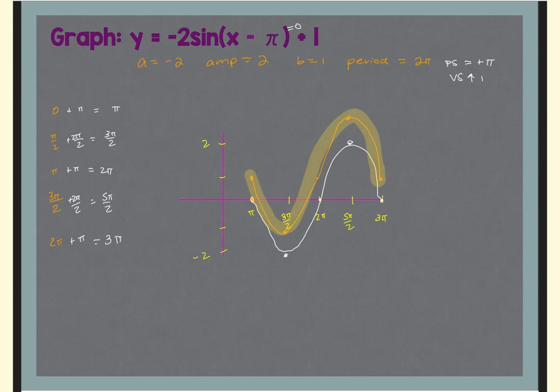What it should look like. So your A is -2, which means it flips upside down, which you have to remember at the end. Your amplitude is 2. Your B is 1, so your period's 2 pi. If you memorize the parent function, the period is 2 pi.